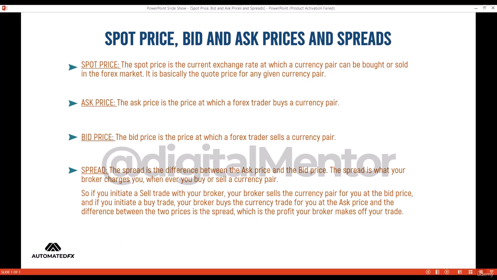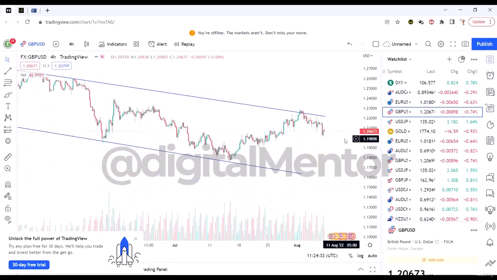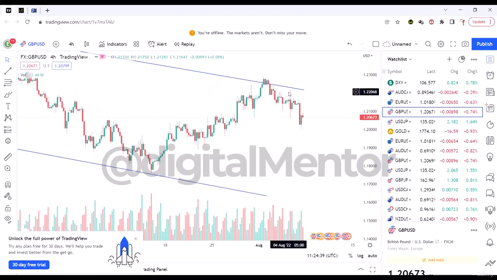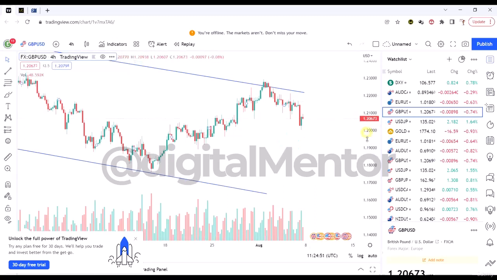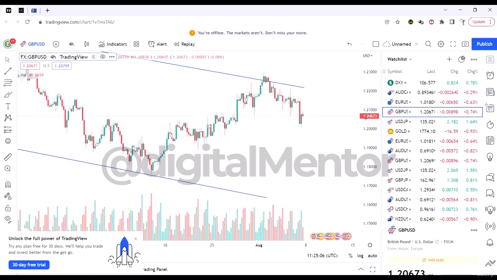For example, let me just open TradingView here. We're going to be learning more about TradingView in subsequent videos, but I just want you to have an example. When you open a platform like TradingView or a trading platform, there is this line you see. Now you can see this red line. This is GBP USD I'm looking at here, and the price is 1.20673. This is the direct price one can buy or sell GBP USD at this moment. So this is the spot price for GBP USD at this moment.